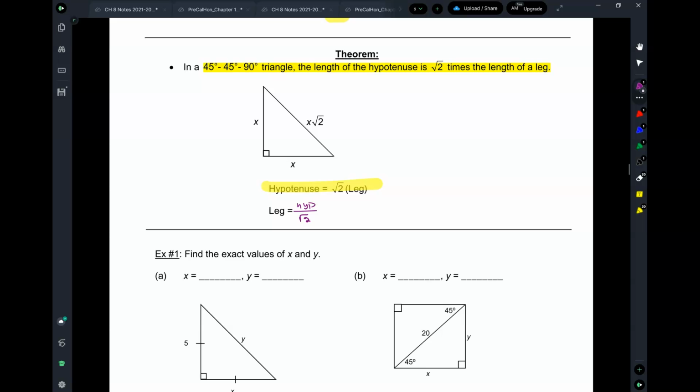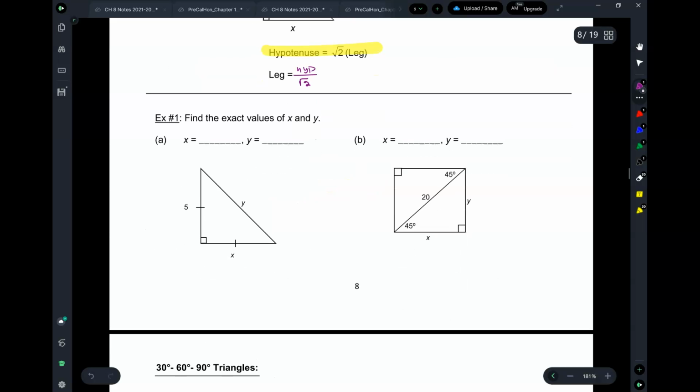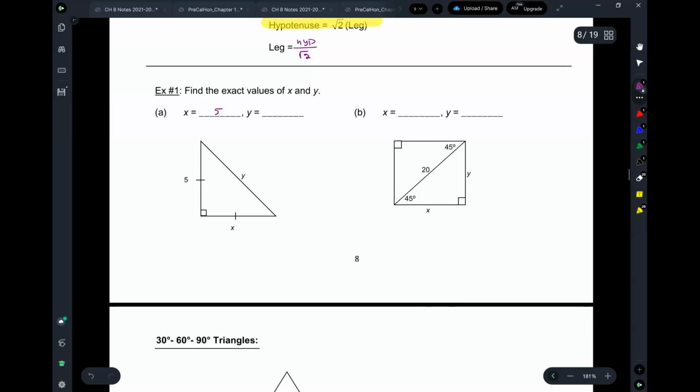All right, so let's take a look at some of these, and let's solve for x and y. You can only do this if it's an isosceles right triangle. So you have to know either that this is 90 degrees and one of the angles is 45, or you have to be told that the two legs are the same. So how much is x here? 5, and y?